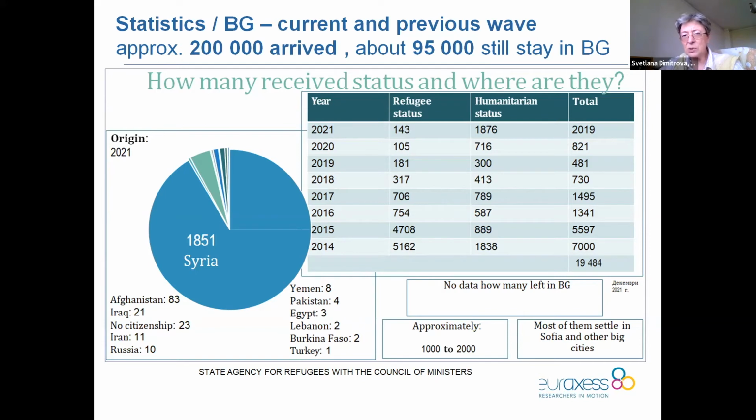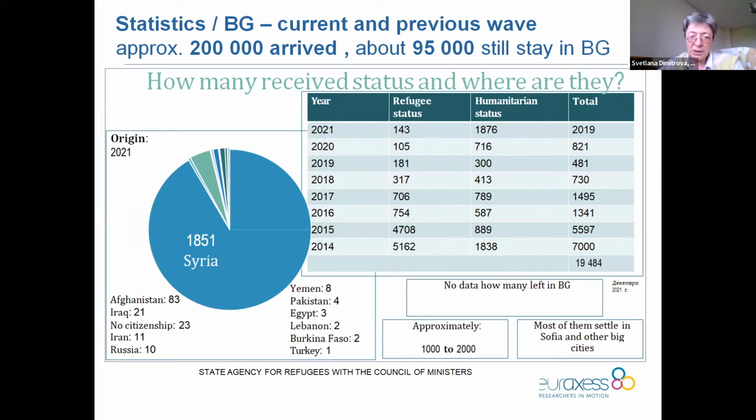Totally different was the case in the previous wave that lasted much longer. We were just on the Balkan path and a lot of them came through, actually. Very many, a big part of them illegally, and from those that stayed, there are not very clear statistics, because once they get the status, many of them leave.